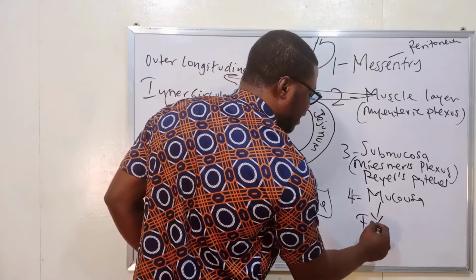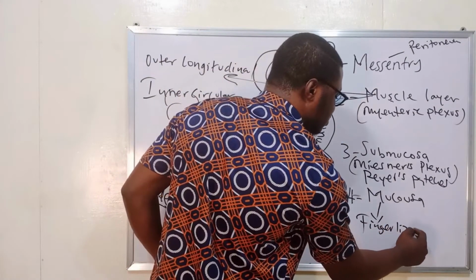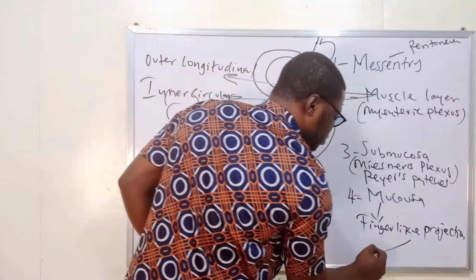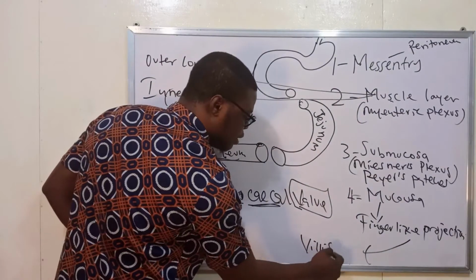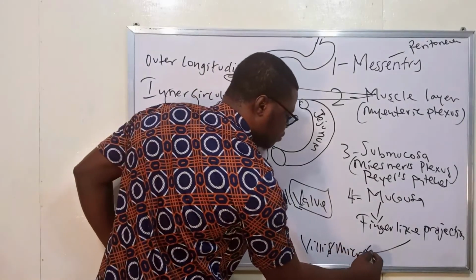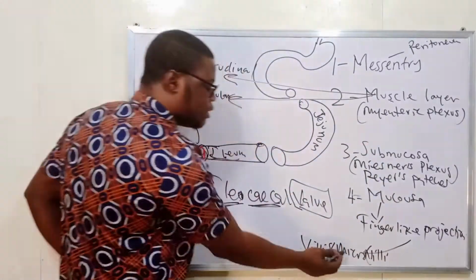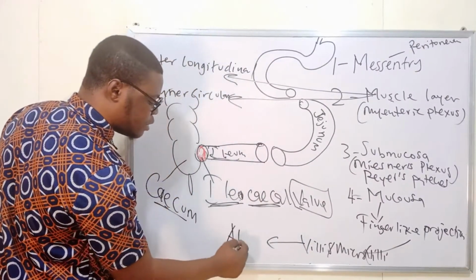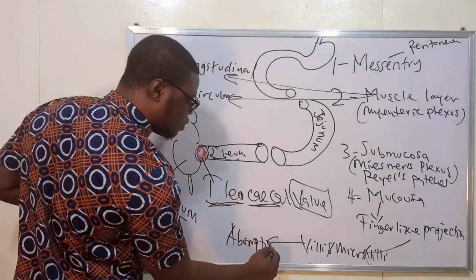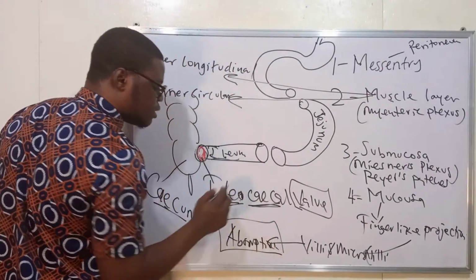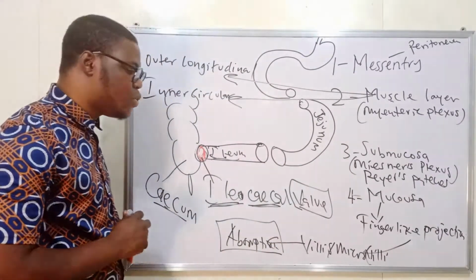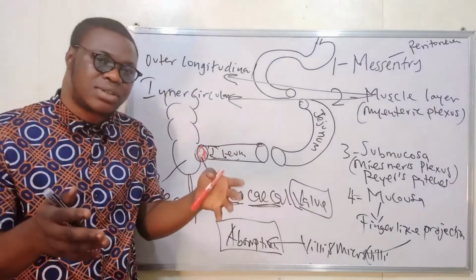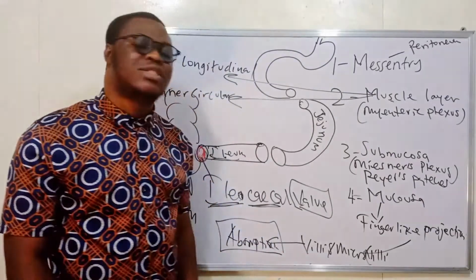So it presents with finger-like projections called the villi and the microvilli. Now, the function of the villi and the microvilli is absorption of nutrients. As simple as that. If you want to go deeper, you would describe what the villi and the microvilli look like, but we're going to be talking about that in some other videos.